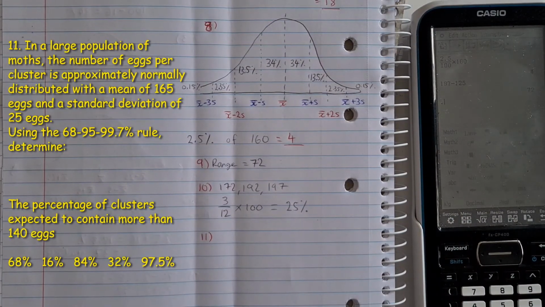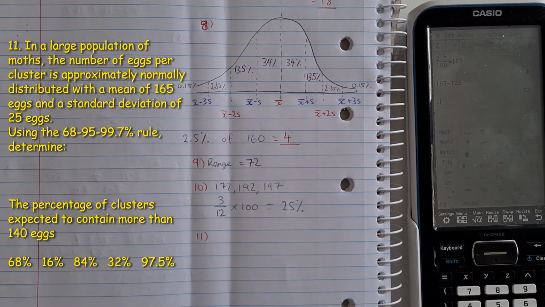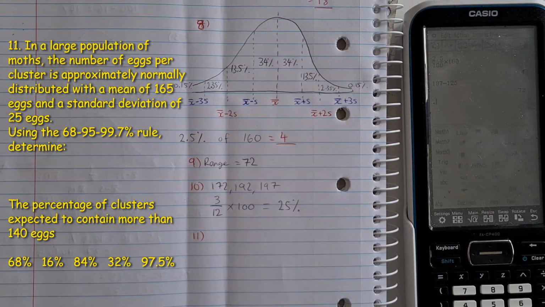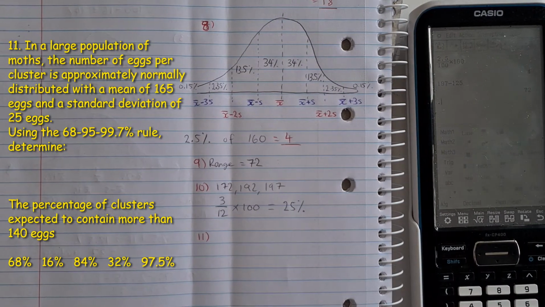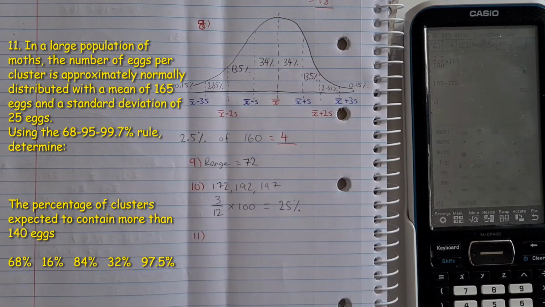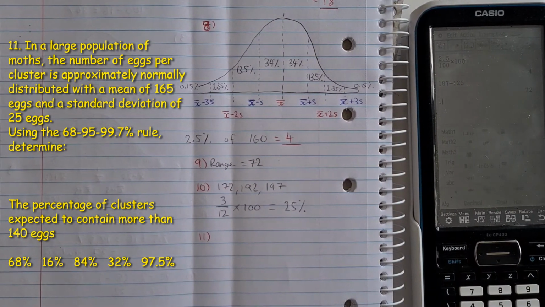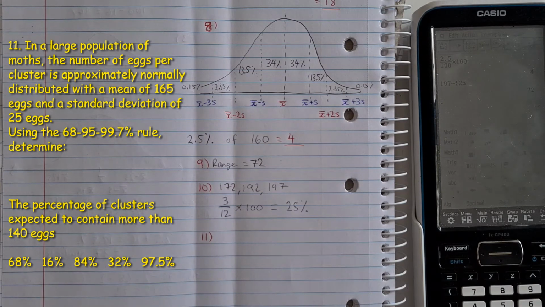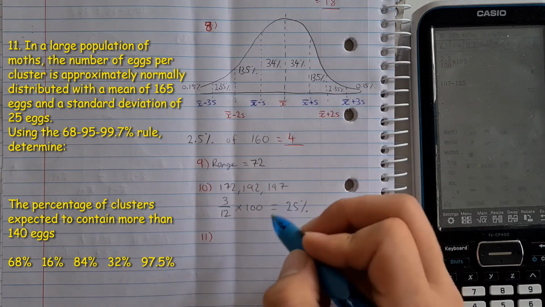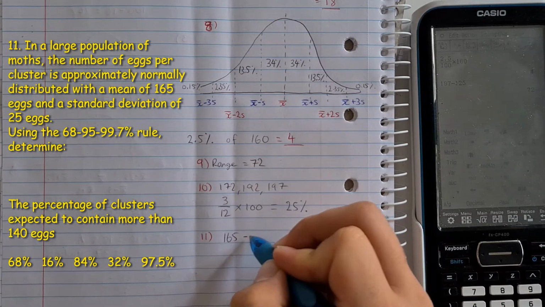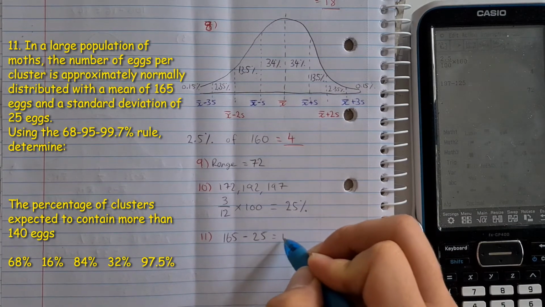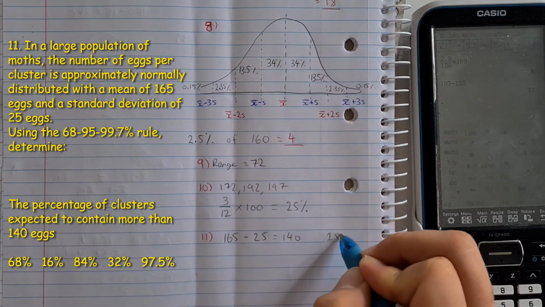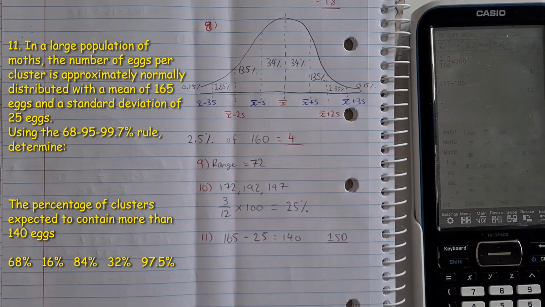In a large population of moths, the number of eggs per cluster is approximately normally distributed with a mean of 165 eggs and a standard deviation of 25 eggs. Using the 68, 95, 99.7% rule, let's determine the percentage of clusters expected to contain more than 140 eggs. So as usual, let's see where 140 lies with respect to the mean. We've got 165. Let's minus 1 standard deviation. We get to 140. So 140 is 1 standard deviation away from the mean.